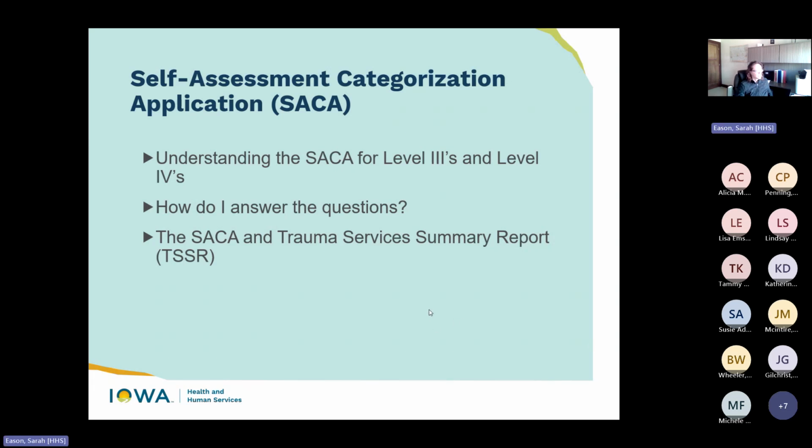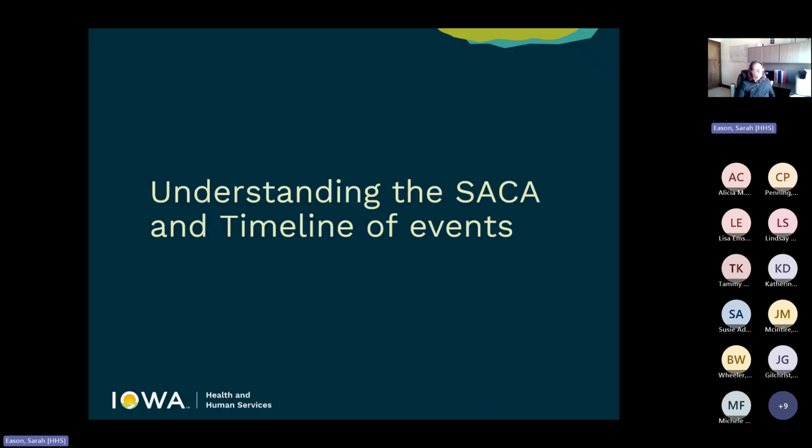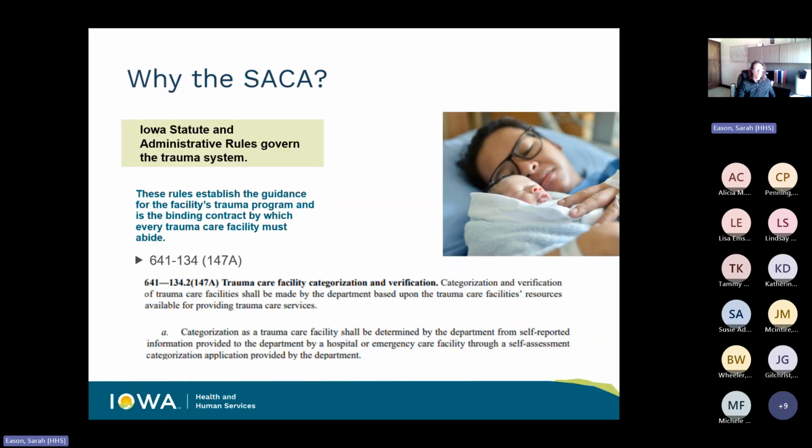We're going to talk about the SACA in relation to the Trauma Services Summary Report as well. So we're going to hit it from all ends here. Sending emails to a few people still trying to get in. Okay. Let's see. That's what we're going to talk about today. Understanding the SACA, the supporting documents, the timeline of events, what all of this means is what we're first going to cover today. And why the SACA? Why is this even a thing?